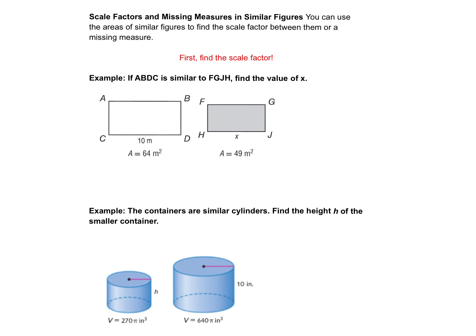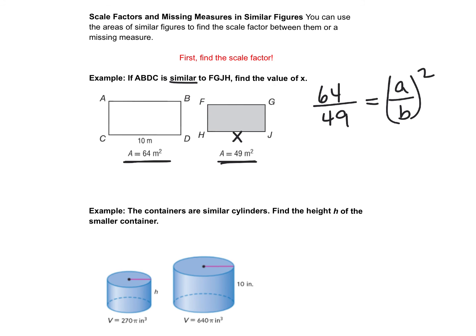Let's look at scale factors and missing measures in similar figures. You can use the areas of similar figures to find the scale factor between them or a missing measure. First, let's find the scale factor. We start with what we know and bring it down to the scale factor. We are missing x. We know that these two figures are similar, and we also know our areas. So if we make the ratio of areas 64 over 49, it's going to equal our scale factor squared. If I take the square root of both sides, the square root of 64 over the square root of 49 equals 8/7. And so this is my scale factor.